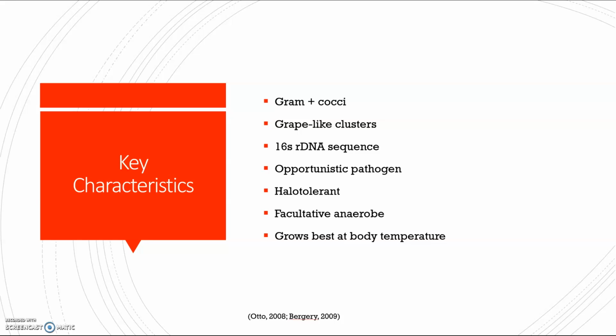It is halotolerant, meaning it can survive high salt environments. And a good example of that is our sweaty skin that is salty, and it can survive that environment better than most other organisms. It is a facultative anaerobe, and it grows best at body temperature. It can grow anywhere between 18 and 40 degrees Celsius, but 37 degrees, which is body temperature, is optimal for its growth.